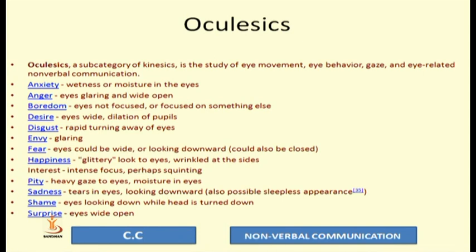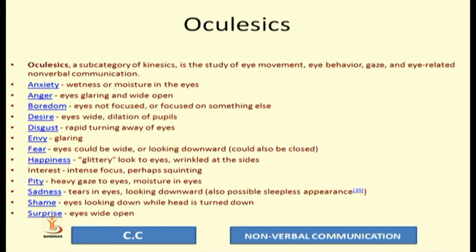Oculesics is a subcategory of kinesics and is the study of eye movement, that is eye behavior, eye gaze, and eye-related non-verbal communication. Now everybody thinks, how do we communicate through eyes? Yes, it is absolutely easy. It's done consciously and unconsciously also.